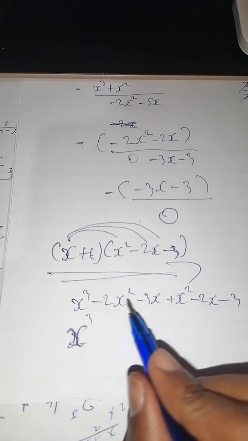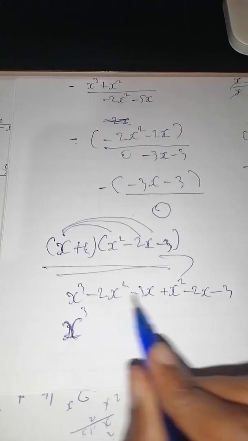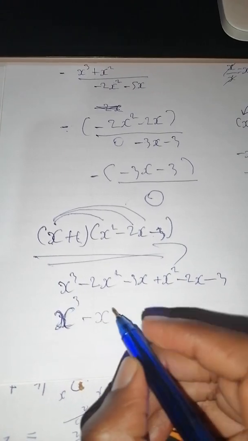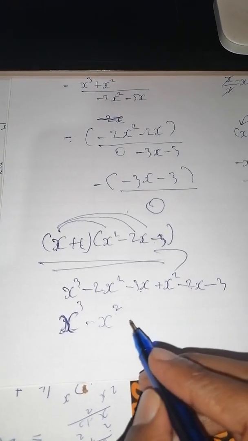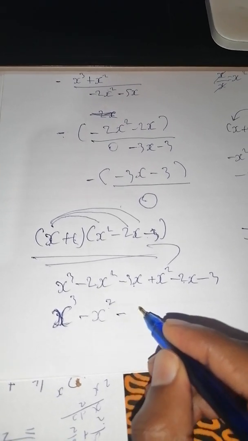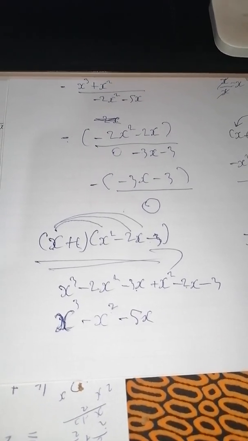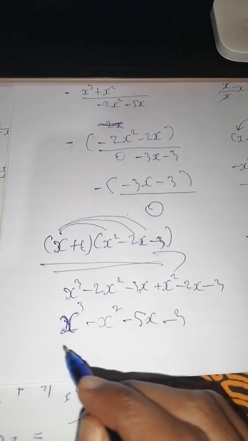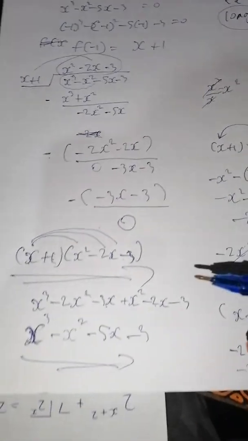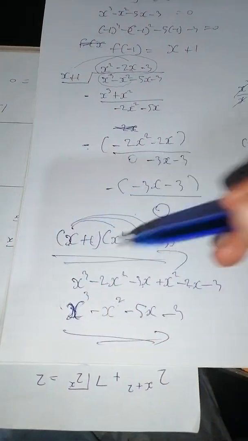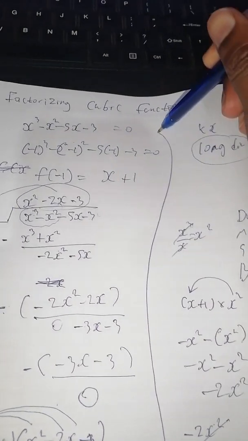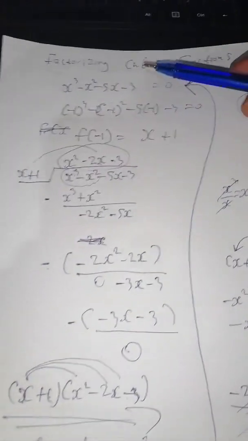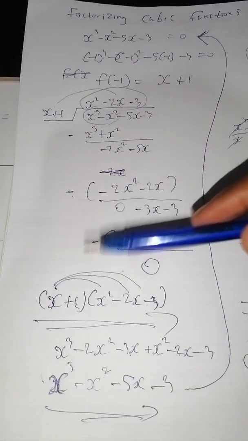X cubed, these two, they will subtract each other, which is going to be negative x squared. Now this and this, negative 3x and negative 2x, they will give us negative 5x. Okay, now we are left with negative 3. Let's see if this is the question that we were given. If we look at this, it is the same as our problem. If they are the same, then it means everything that we did here is correct.